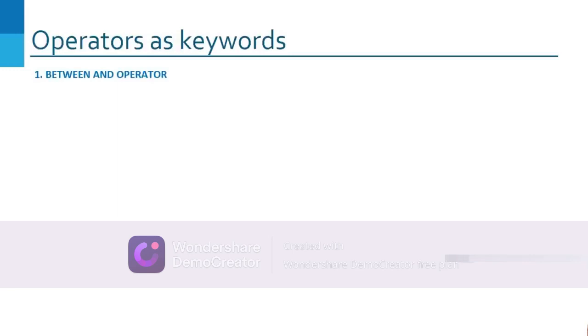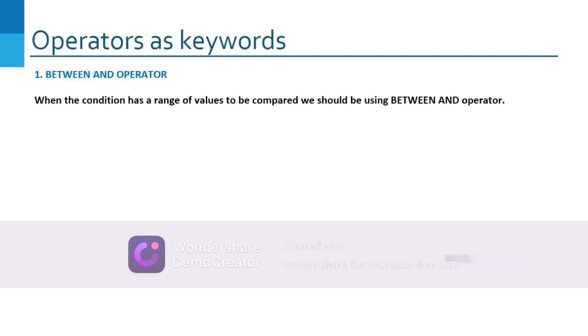Okay. Now what is this between and operator? Let's say that I have the relational operator and I want the age greater than 20 or lesser than 20 or equal to 20, right? But what if I want the age to be between 20 and 22? Then what will happen? Correct? So how do we solve that? To solve that, we will use this kind of operator which acts as a keyword. So we don't actually use the symbols, but we use a keyword to do this. When the condition has a range of values to be compared, we should be using the between and operator.